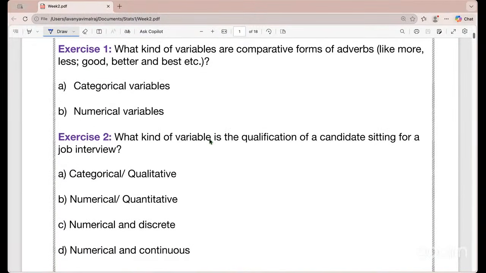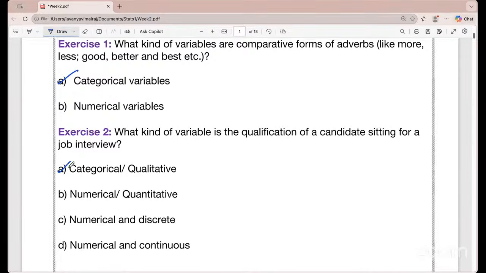What about the next exercise? What kind of variable is the qualification of a candidate sitting for a job interview? Let us say he has a BTech, or whatever it is. Categorical, qualitative. So here also it's categorical, and here also it's categorical.